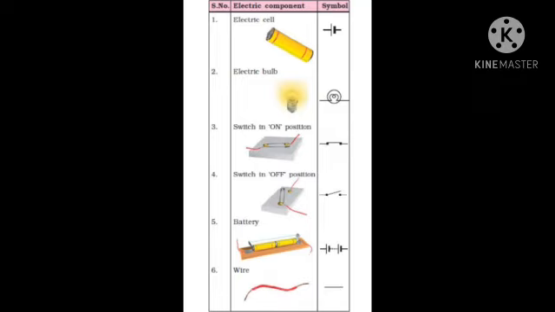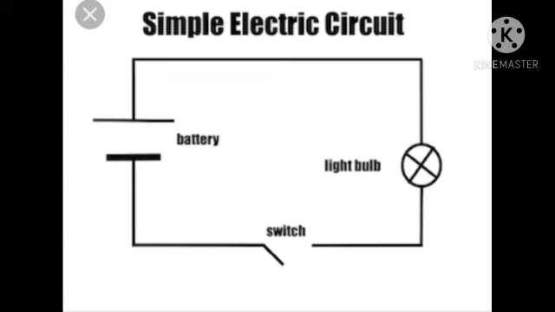The next symbol is of a battery. When we join two or more cells, they form a battery. The next one is a wire, which is a very compulsory component to join all these parts of the circuit. If the wire is not there, we will not be able to connect the bulb to the cell and to the switch. So here are the standard symbols used for some basic components of an electric circuit. Using these symbols, the circuit diagram for the circuit can be drawn as you can see in the figure.